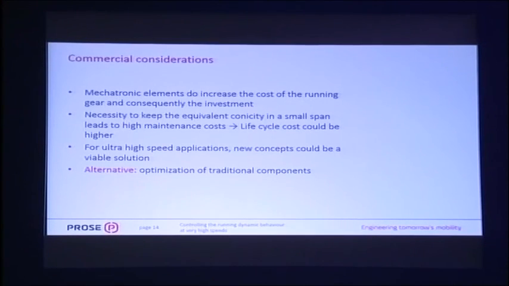So some commercial considerations. It's quite obvious that mechatronic elements are costly, so the investment costs are obviously higher than for a classical bogie. But since you have to keep your equivalent conicity in a very small span, you have to maintain your wheel and your rail frequently. So the life cycle cost could be higher due to this maintenance cost. So for ultra high speed application, we think these new concepts could be a viable solution. The alternative is to optimize the traditional components.